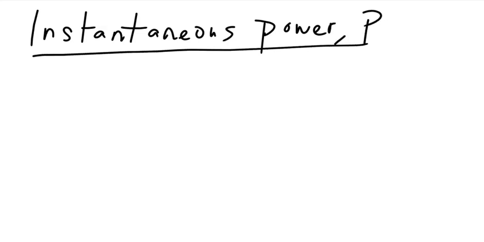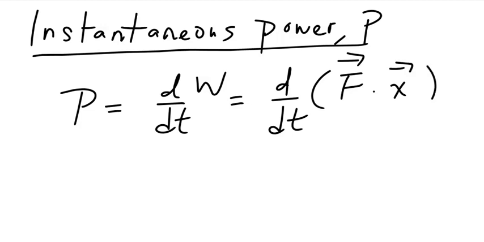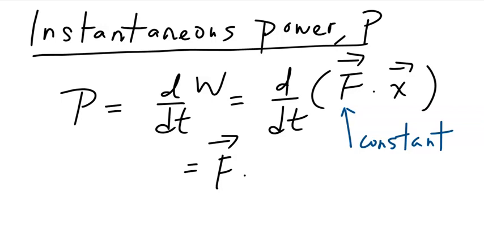Now remember the definition of instantaneous power. It is the time derivative of work. Now we know, again, work, if you write the dot product form, is the dot product of force and displacement. Now let's assume that this is again a constant force, so you can take that out of the derivative sign. So it's going to be F dotted into dx dt.